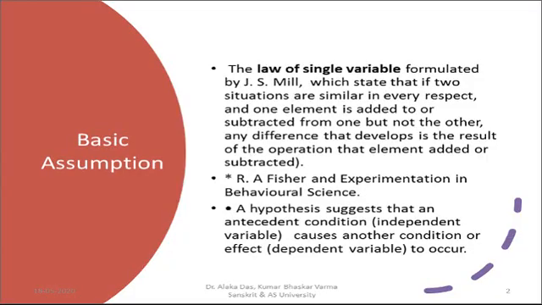So, the basic assumption of any experimental research is the law of single variable that was formulated by John Stuart Mill in 1873. He stated that if two situations are similar in every respect and one element is added to or subtracted from one but not the other, any difference that develops is the result of the operation of that element added or subtracted. A simple example will be helpful to make it clear.